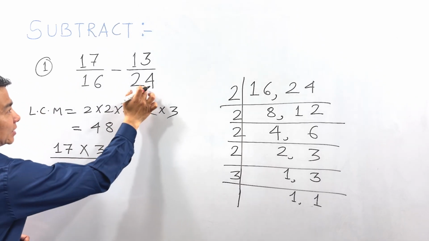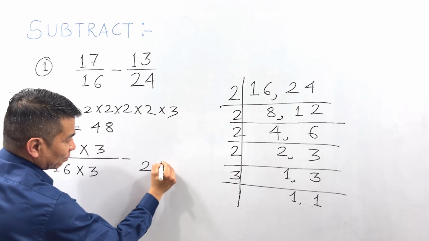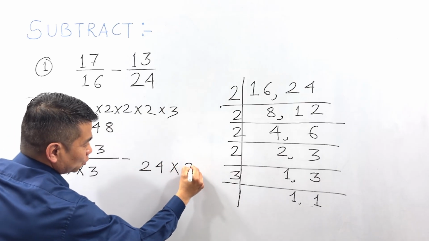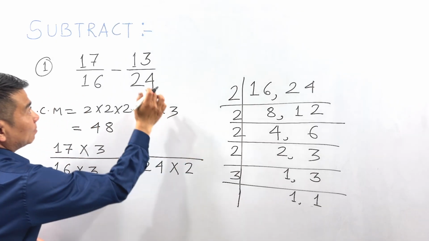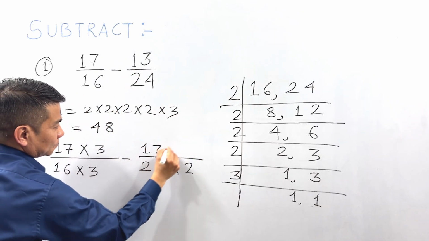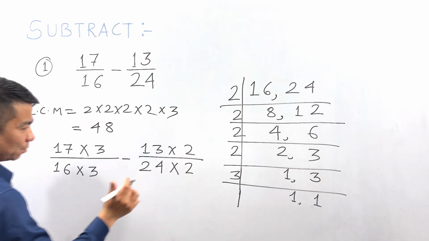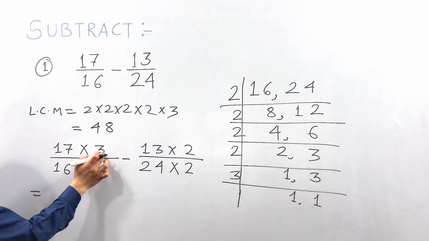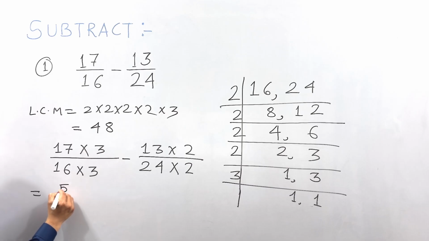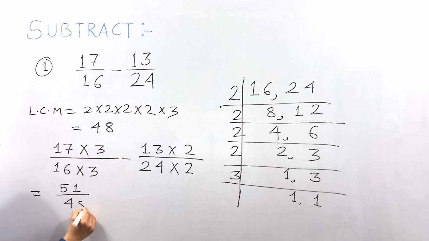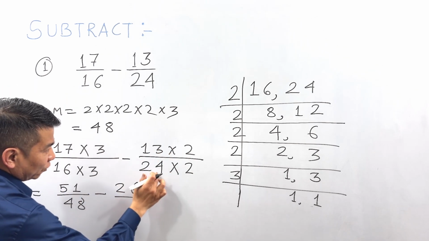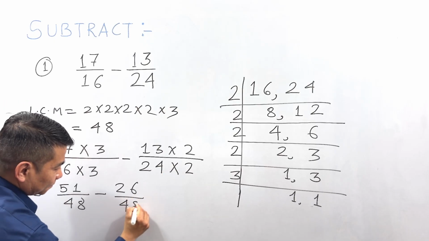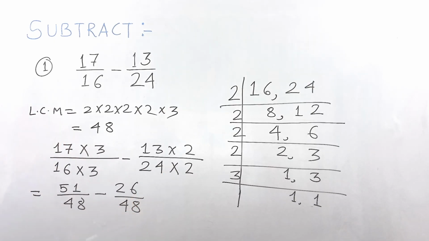Similarly, in the second fraction, 24 is the denominator. So we must multiply 24 by 2 because 24 into 2 equals 48, that is our LCM. And we multiply 13 also by 2 because these two numbers should be the same. Now when we multiply 17 and 3, we get 51, and 3 into 16 equals 48. Minus 13 into 2 equals 26, and 24 into 2 equals 48. Okay, so now I'll drop this portion.